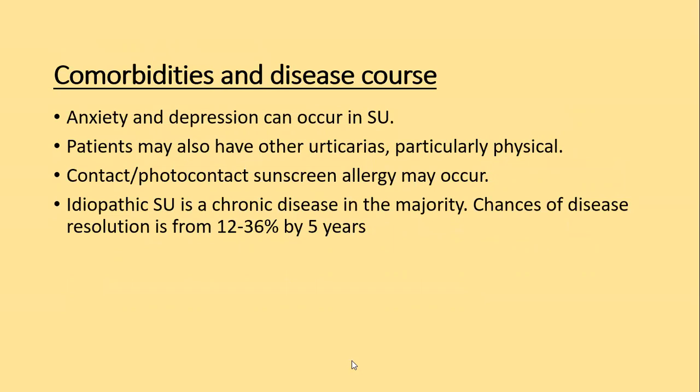Comorbidity and disease course. Anxiety and depression can occur with solar urticaria. Patients may have other urticarias, particularly physical urticarias. Contact or photocontact sunscreen allergy may occur. Idiopathic solar urticaria is a chronic disease in the majority of cases, and there is a chance of disease resolution of 12 to 36% by 5 years.